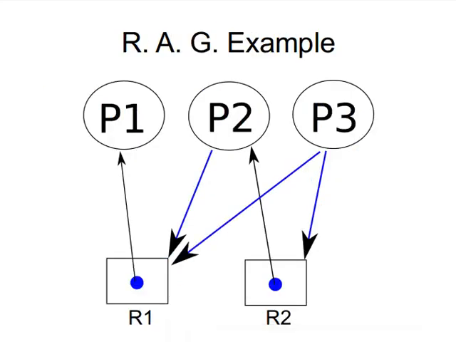Now comes an example. Let us consider a system consisting of three processes and two resources. Let the processes be P1, P2 and P3 and the two resources R1 and R2. Resource R1 contains one instance and resource R2 also contains one instance. Now looking at this figure, look at the request edge and look at the assignment edge.